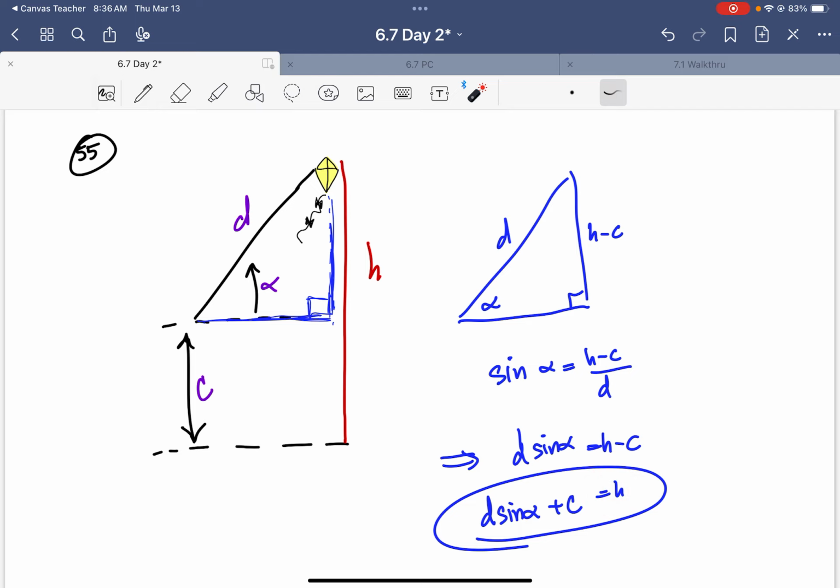Which is pretty interesting. Isn't that interesting? Look at this. It's the height, how high up my hand is, plus how much string you've let out, but it's the y part. It's the vertical part of how much you've let out. So it takes the vertical part of how much you've let out, which is what this is. Isn't that amazing? Awesome.